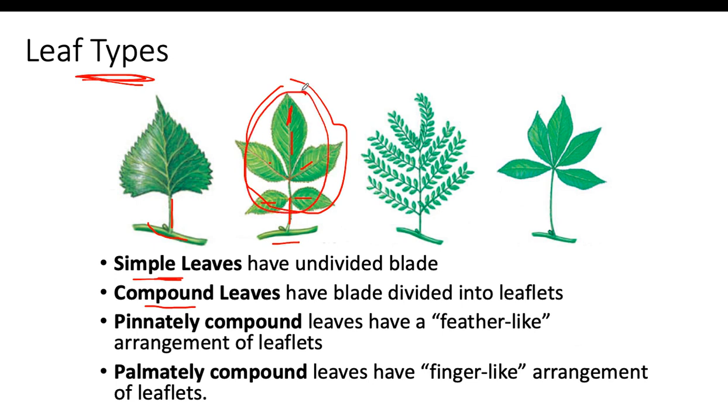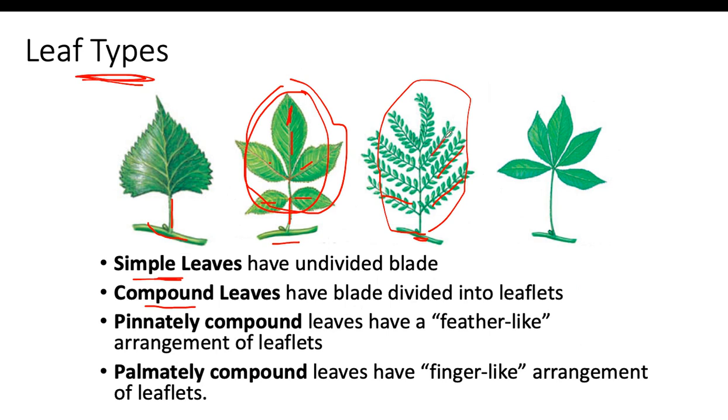You can also have what's called pinnately compound, which means feather-like. Again, here's your stem or your branch. This whole thing is the leaf. You'd have to collect that whole thing, and each one of these leaflets looks kind of like a feather.